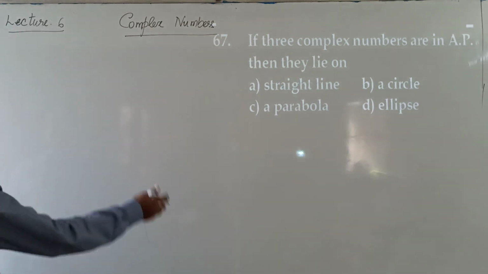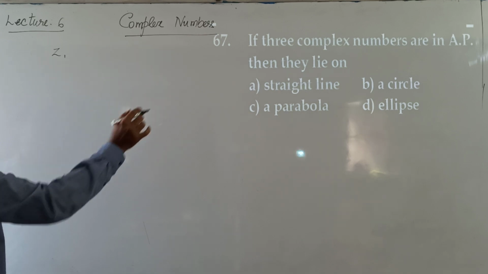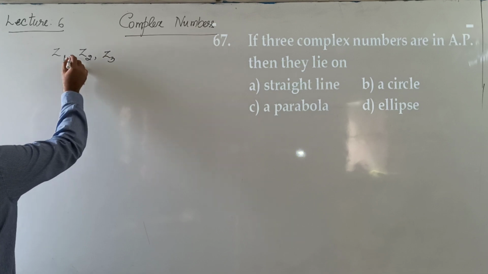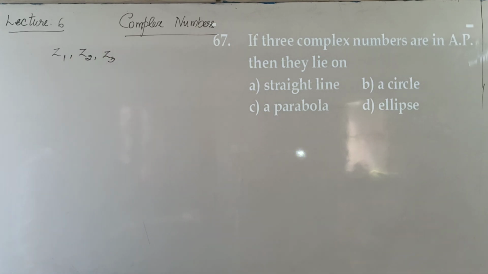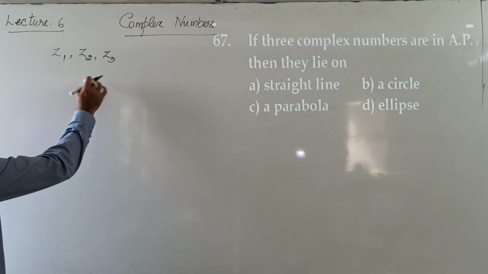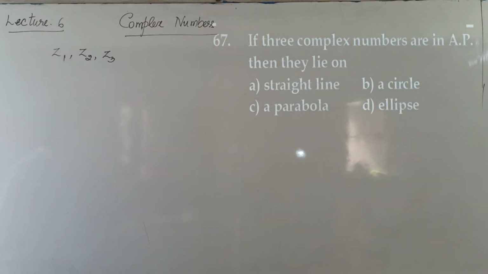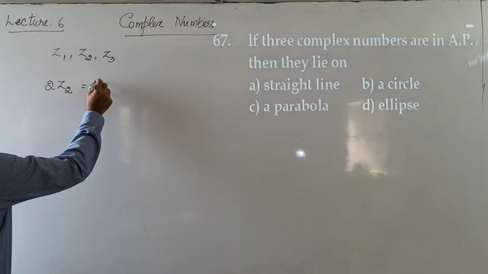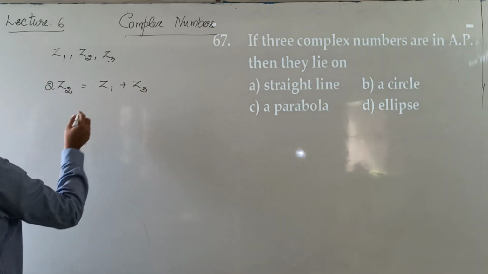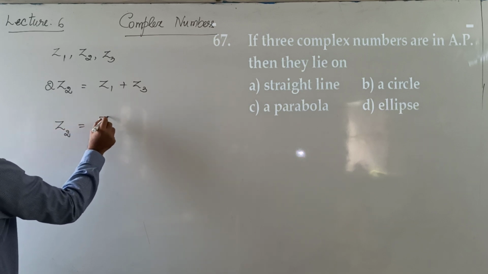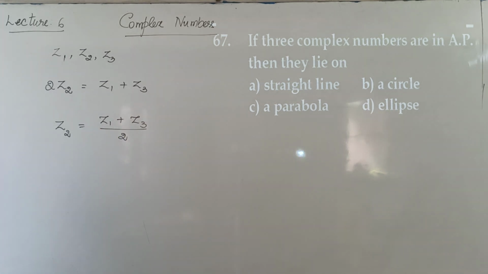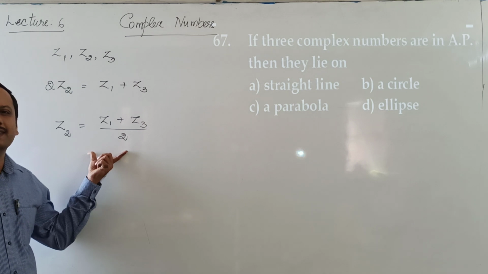Okay. So given that three complex numbers are in AP, I take them as Z1, Z2, Z3. Let Z1, Z2, Z3 be three complex numbers which are in AP. When A, B, C are in AP, then we know 2B is equal to A plus C. So from this I can write 2Z2 is equal to Z1 plus Z3. Or Z2 is equal to (Z1 plus Z3) divided by 2.